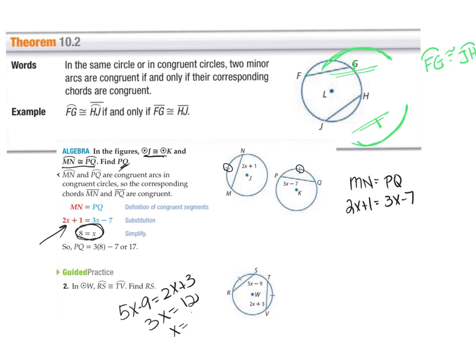And if their chords are equal, okay, then X is 4 in each one. They ask for RS. So I need to replace my X with the value I found X to be. And we're going to find that RS is 11. Now, if you want to check that, you could plug 4 in here and make sure you also get 11.